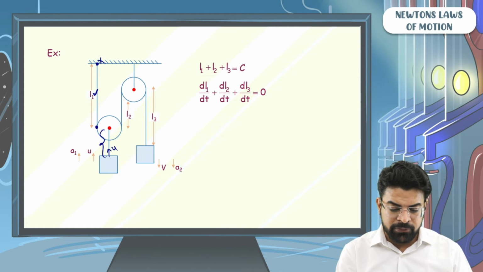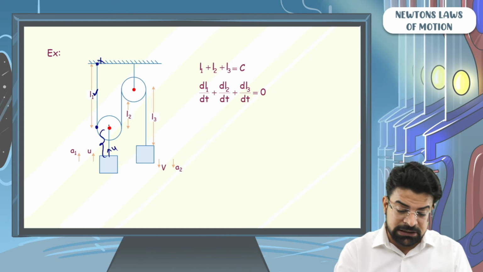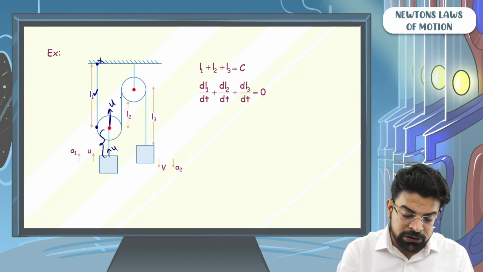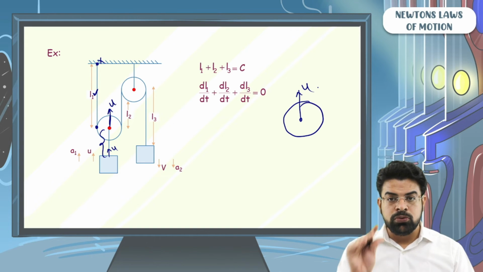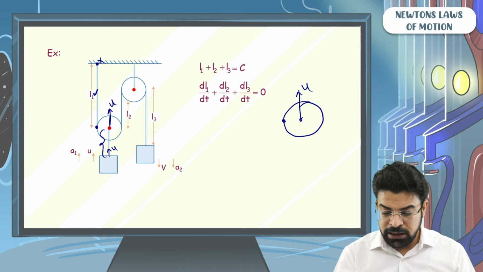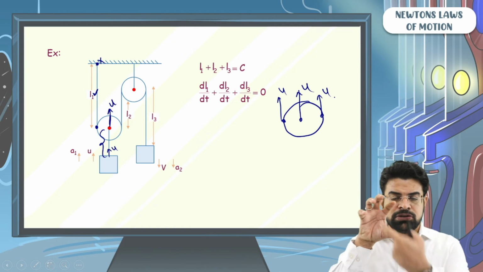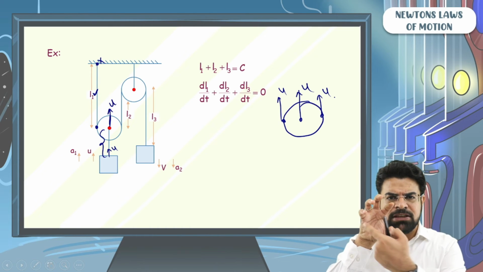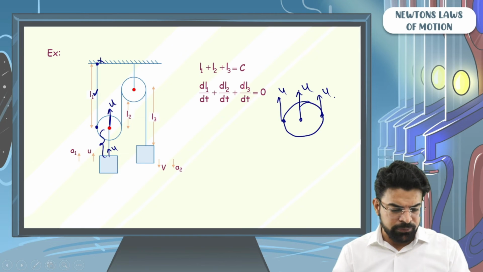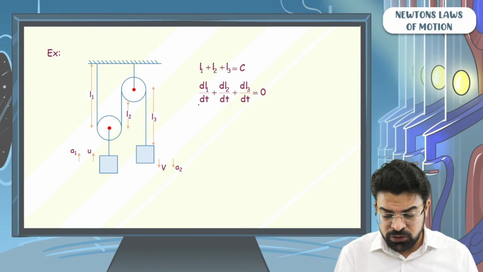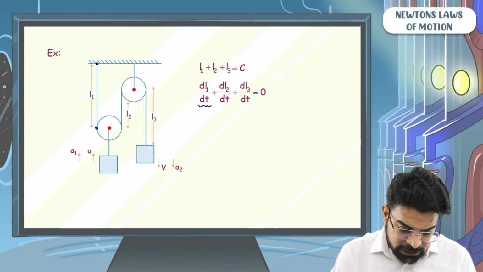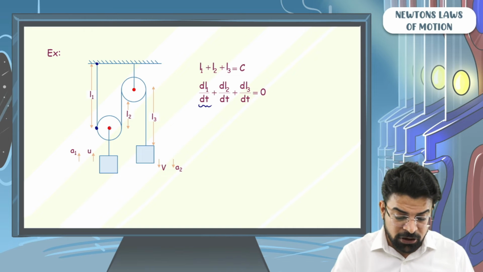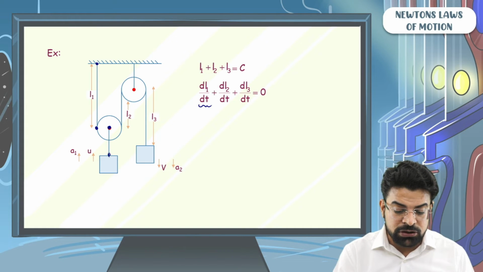If this string does not get loose, this means that the center of the pulley will also go up with a speed u. If the center of the pulley goes up with a speed u, then its left end as well as right end, both of them will go up with the same speed u. Visualize a disk whose center goes up with a speed u, so the left end as well as right end both will go up with the same speed u. So our first mission is to write dL1 by dt. The upper terminal of length 1 is fixed. The lower terminal will have the same velocity as the center of the pulley, and the center of the pulley will have the same velocity as the block.